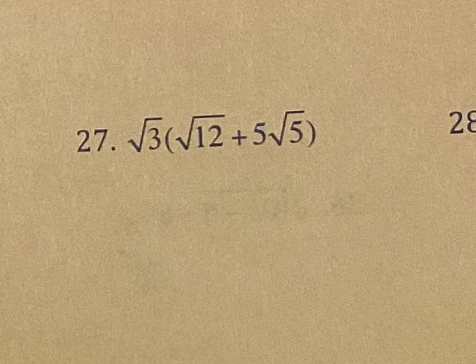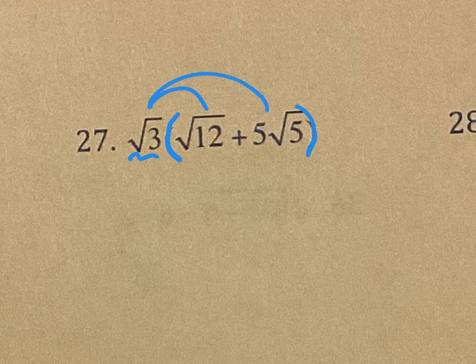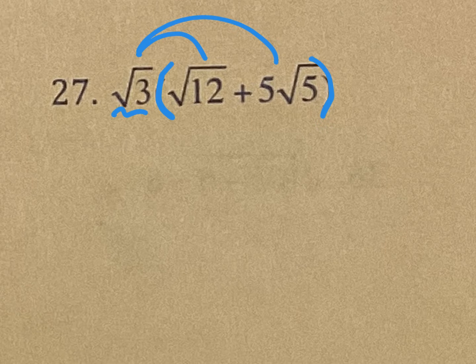27. Got a number on the outside of parentheses, so that's cluing me in that distributive property is going to be necessary here. First loop, square root of 3 times square root of 12. I can multiply that and get square root of 36. Second loop, square root of 3 times 5 square root of 5.